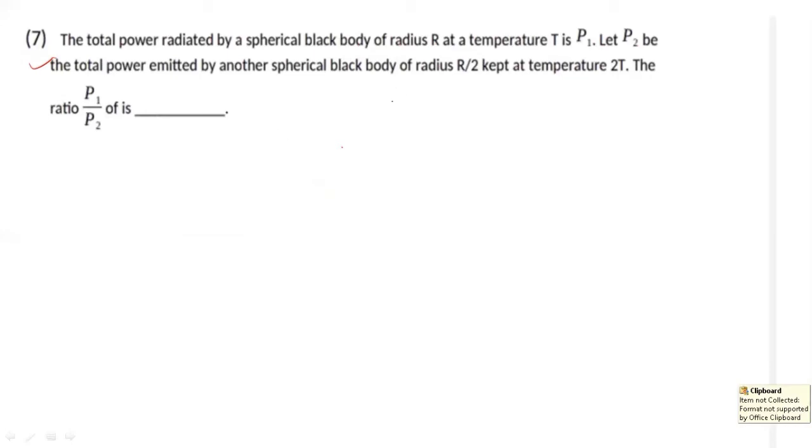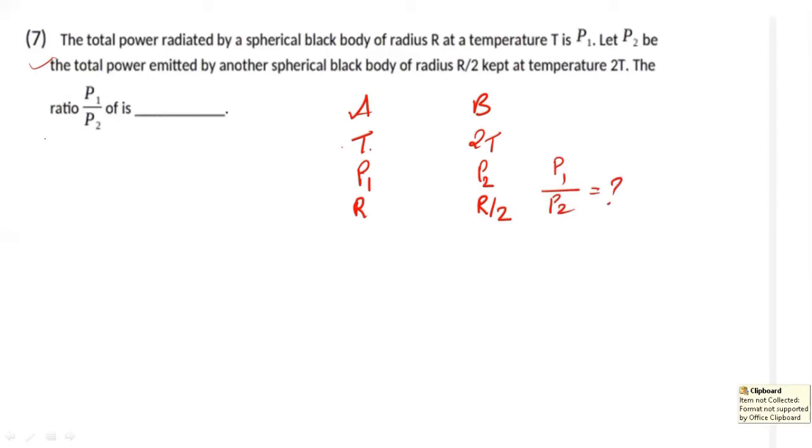So we have two black bodies. Suppose I'm taking these as A and B. These are two black bodies. The first one has temperature T, the second one has temperature 2T. The power radiated by the first one is P1, and the power radiated by the second one is denoted by P2. The radius of the first one is r and the second one has r by 2. So we have to find the ratio P1 by P2.